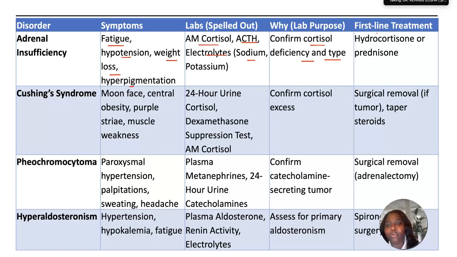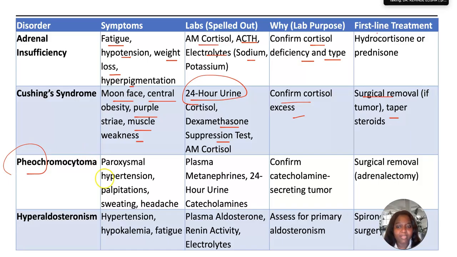Now, Cushing syndrome, moon face. We saw this earlier when we did the foundation. Central obesity, purple striae, muscle weakness. What lab do we need to order here? 24-hour urine cortisol, dexamethasone suppression test. And why do we need this lab? To confirm cortisol excess. What is the first line treatment then? Surgical removal of the tumor. And then we have to taper the steroids if we have them on there. We don't stop steroids abruptly.